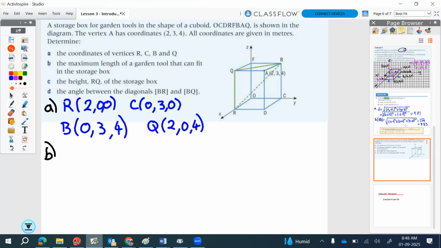So we need to find the maximum length of a garden tool that can fit in the box. A tool that drops into the box, the longest it can be is the length of the diagonal. So we need to find the length of the diagonal.